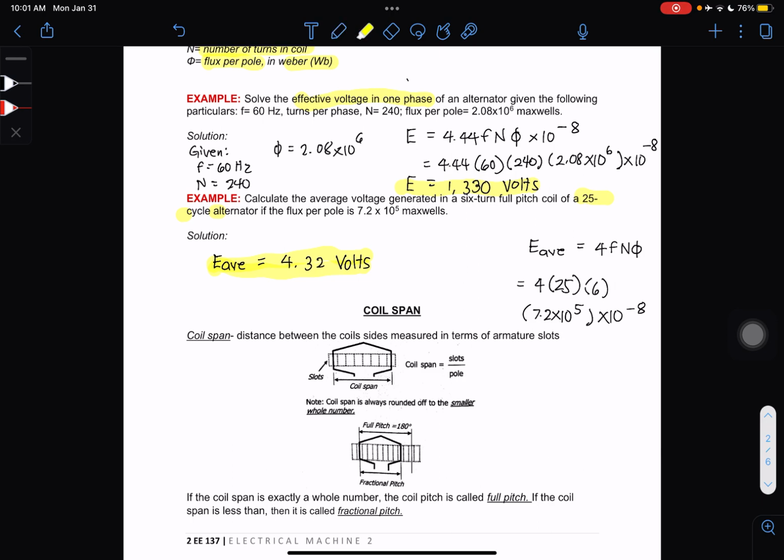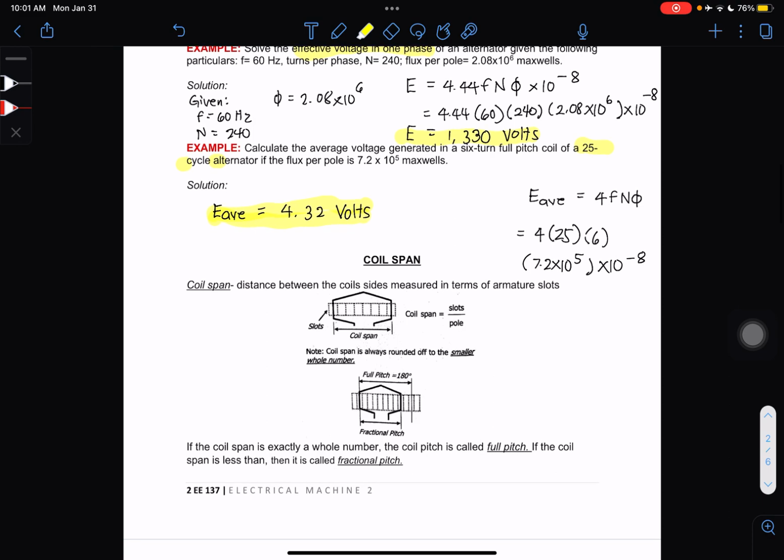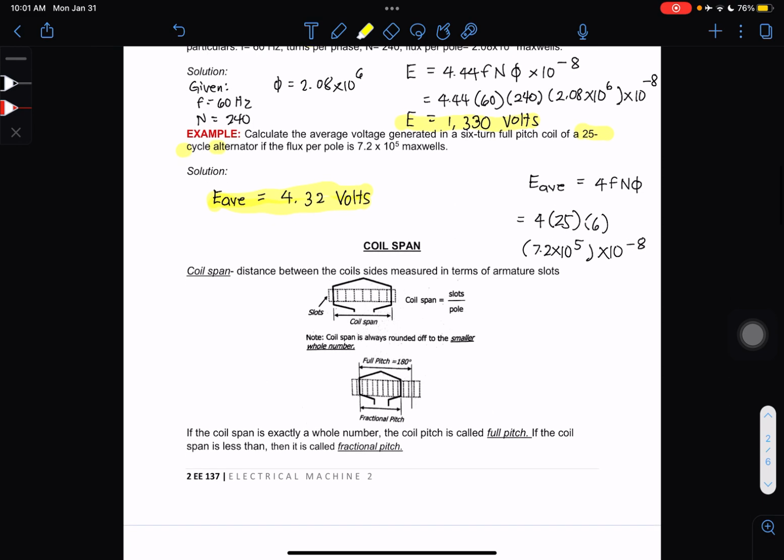So let's have the coil span. So what is coil span? Coil span is the distance between the coil sides measured in terms of armature slots. So this coil span is our distance between our coils in our armature. So we have here slots and its coil span. To take note that coil span is always rounded off to the smaller whole number.